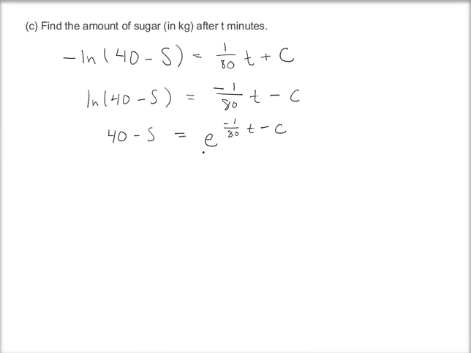Now I'm going to do a little trick here. I can rewrite this as e to the negative 1 over 80 t, and then pull this part out. This is times e to the minus c. And e to the minus c is also a constant, so I'm going to rename this and call it k. So I'll have 40 minus s is equal to, and I'm going to pull it in front here, k times e to the negative 1 over 80 t.